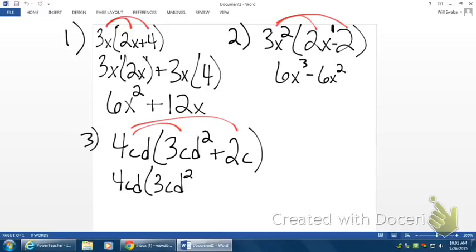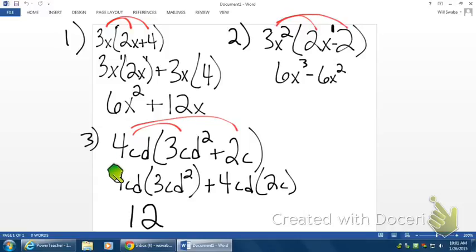3cd squared, right? Plus the 4cd times 2c. Now, let's talk about the first part. Let's talk about this part right here. First off, I know I'm going to multiply the 4 times the 3, and that's going to give me what? Good. Yes, Anthony is completely right. From here, all we're going to do is add the exponents.